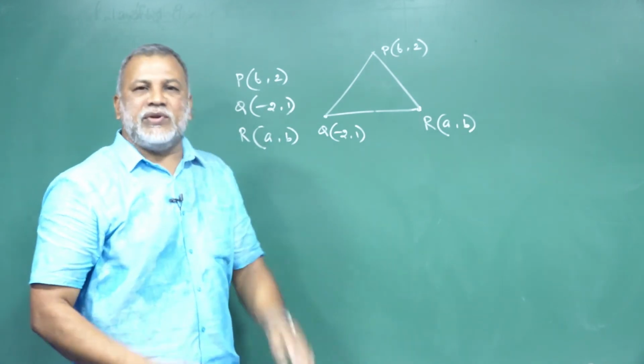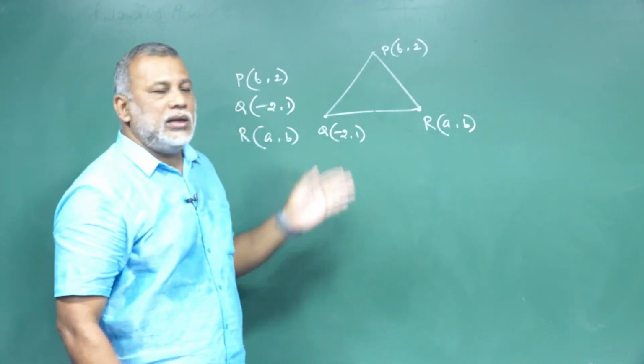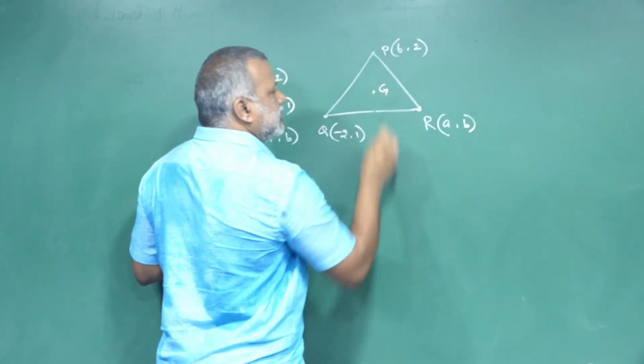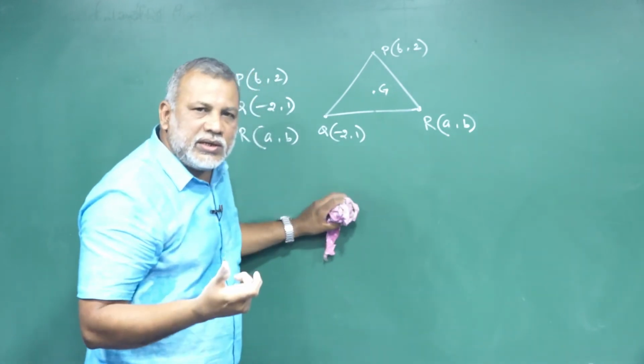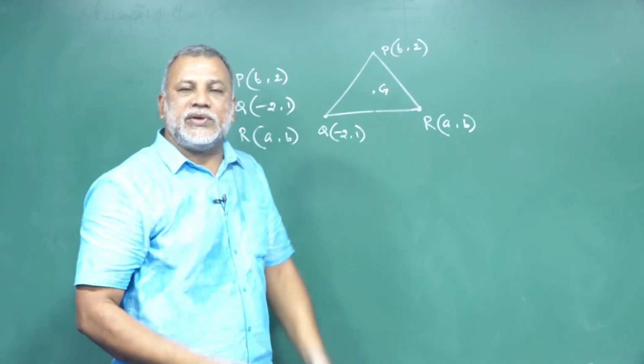As per the given information, G is the centroid of this triangle. So G, already well known procedure, G is the centroid. What is the definition of centroid? The point of intersection of the medians of a triangle.